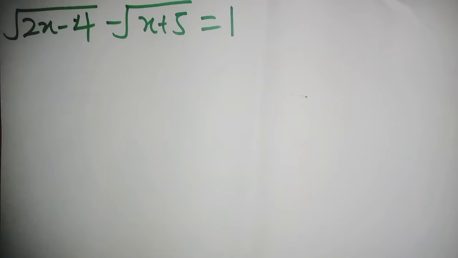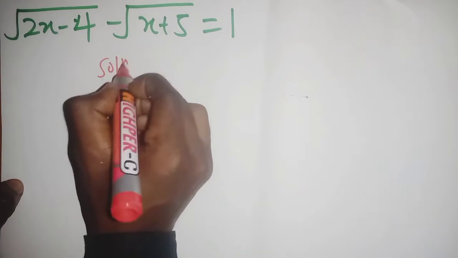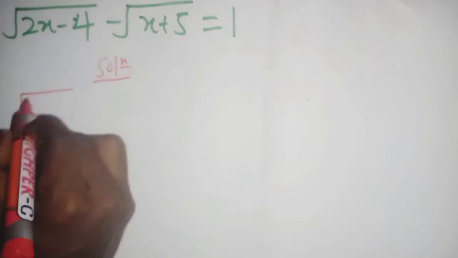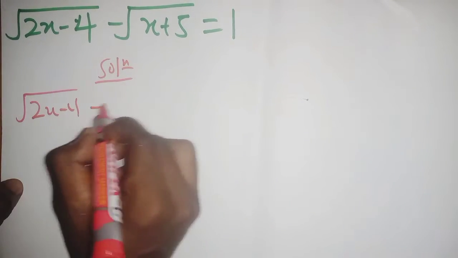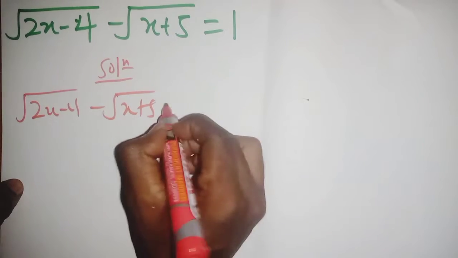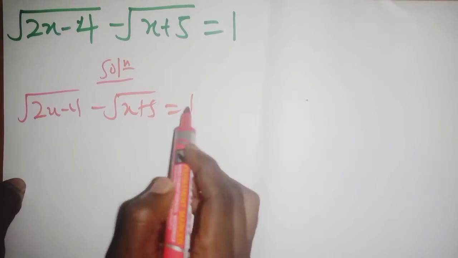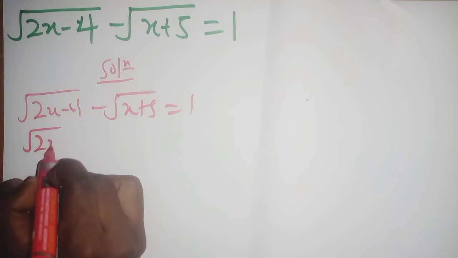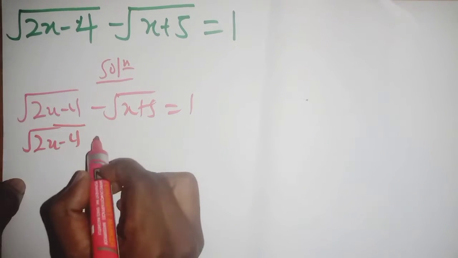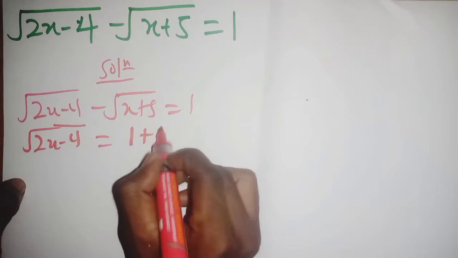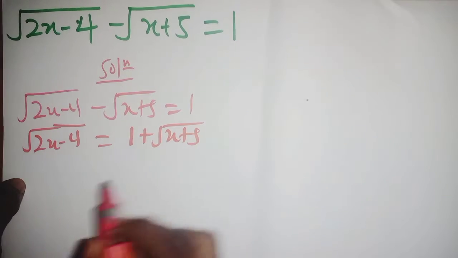Now in this section we have the radical equation, then we have to find the possible values of x. So let's quickly get into that. So we have square root of 2x minus 4 minus square root of x plus 5 being equal to 1. Now what I'm going to do is send one of the roots to the other side. So I have square root of 2x minus 4 being equal to 1, it becomes plus square root of x plus 5 in this case.